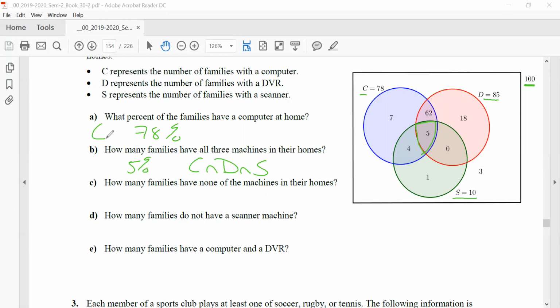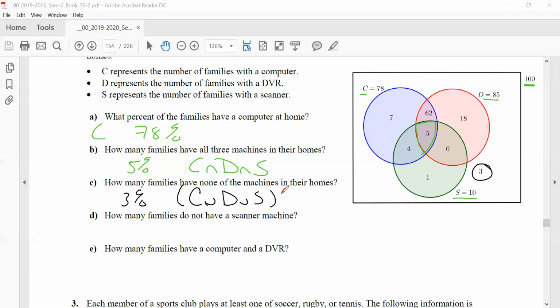How many of the families have none of the machines? Well, none of the machines, these people on the outside, 3 or 3%. Now, what would that be if I was using set notation? Well, those are the people that don't have a computer or a DVR or a scanner. So I'm going to write it like that. Remember, there's that little prime. That means not. So that would be not a computer or a DVR or a scanner. I really want you practicing writing these things with set notation if you can.